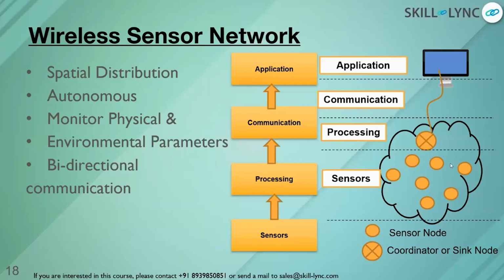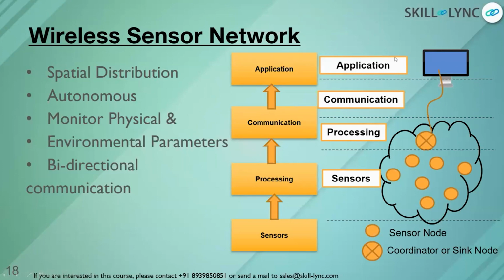So you have different layers in a wireless sensor network. The first layer is the sensor layer. The second layer, where all the sensors coordinate to the coordinator or sink, is called the processing layer. From the sink or coordinating layer, there is a wired connection, which is called the communication layer. From the wired connection, the data is sent to the application, where you will have an app or software in which this data will be analyzed and a report will be generated.